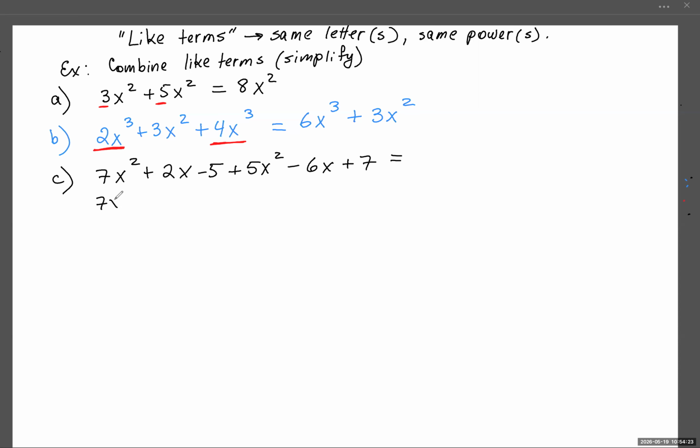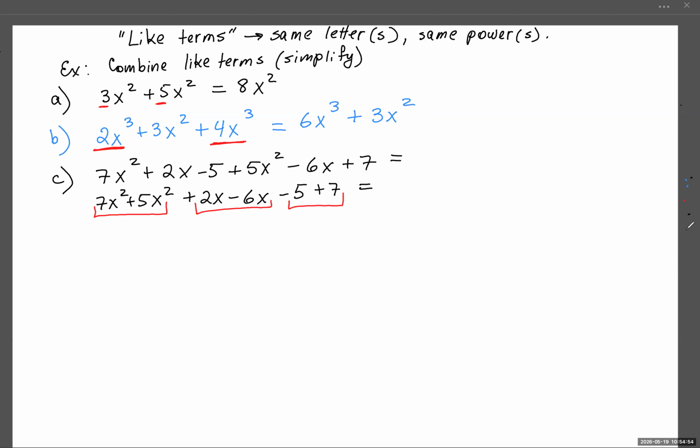So 7x squared plus 5x squared. So those two are now next to each other. Then I'm going to work with x's. Plus 2x minus 6x. Now they're next to each other and I can easily see how to add or subtract them. And then I have minus 5 plus 7. So whenever I'm combining like terms, I'm combining them with just the two that are next to each other.